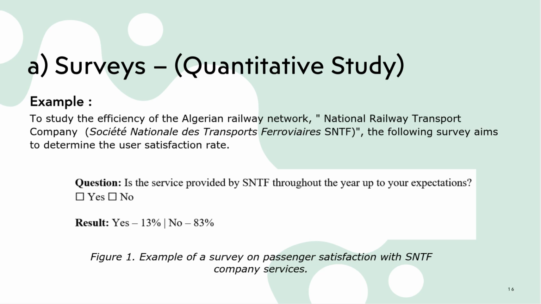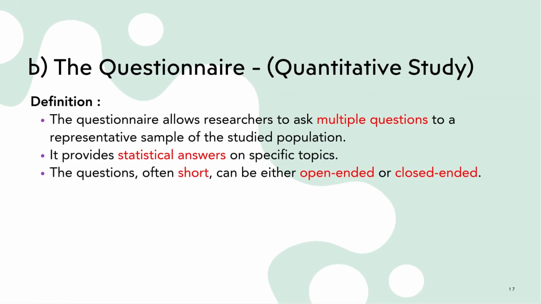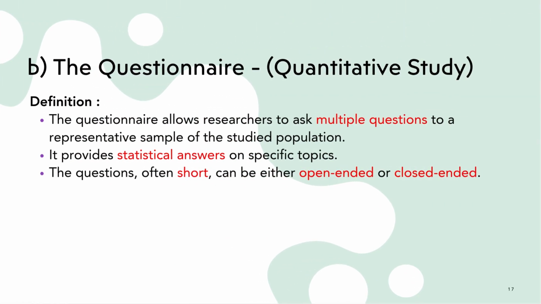So, as we said earlier, here we have a single question and the answer is direct. And the results of the survey can be 13% yes and 83% no. Here, the aim of the survey is to determine the user satisfaction rate. Now, moving to the second tool called the questionnaire.